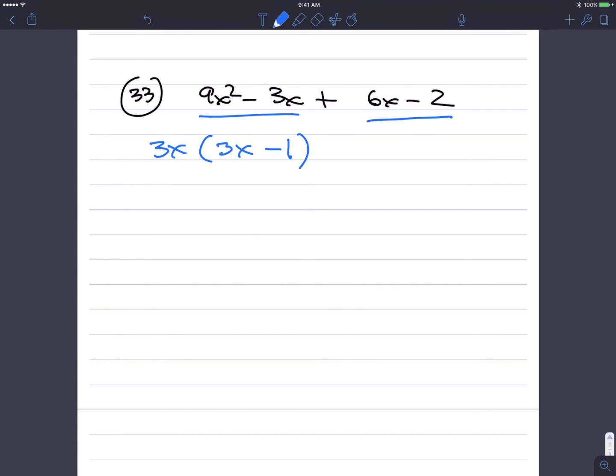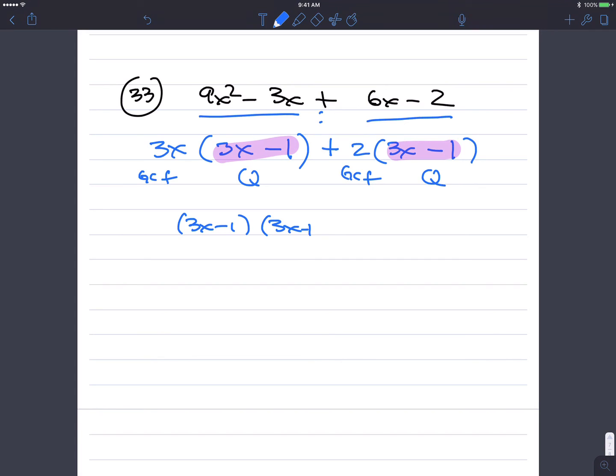All right, 6 and 2, what's your greatest common factor? 2. What's the quotient? 3x minus 1. This is plus, so this is plus. Double check. Are we okay with that? GCF, quotient. GCF, quotient. So if you didn't work on those problems yesterday, you guys want to try that out because that's happening with the factor by grouping. And then, do we have common? Is this 3x minus 1 common? Yep. Final answer, 3x minus 1, 3x plus 2. You have factored.